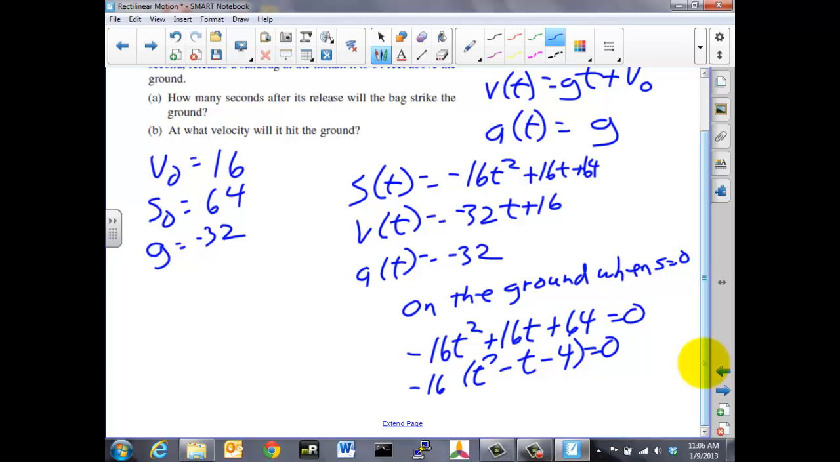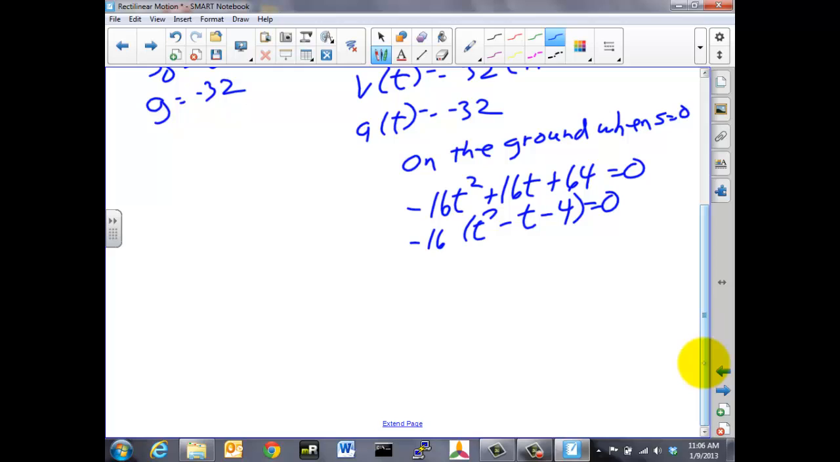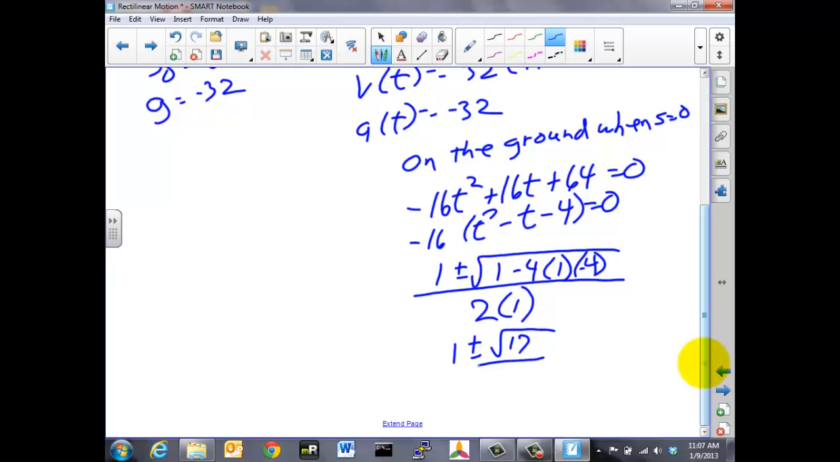Then you can factor. I don't think it'll factor. So how do you solve a quadratic? If you don't remember, use the quadratic formula. 1 plus or minus the square root of 1 minus 4 times 1 times -4, all over 2 times 1. You need to know that thing, okay? 1 plus or minus the square root of 17 over 2.